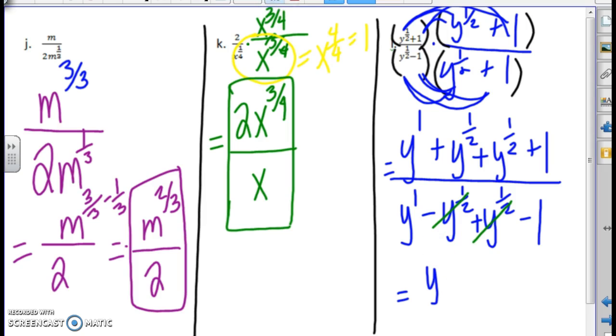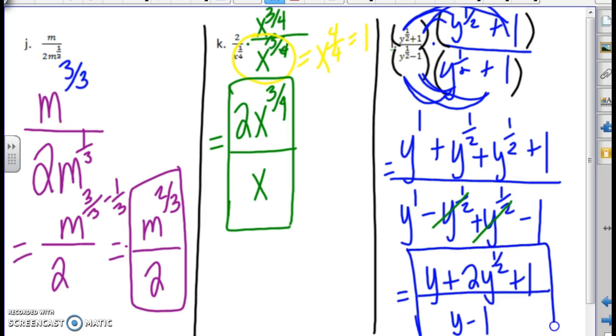And then we come back here and we have plus 2y to the 1/2 in our numerator, plus 1, all divided by y minus 1. So no more fractional exponents in the denominator.